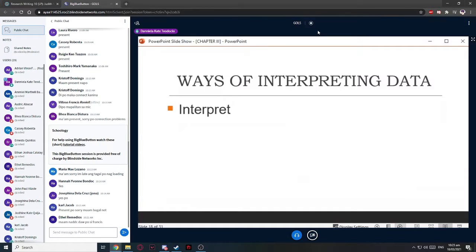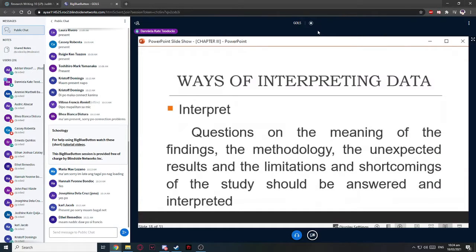Next, we should interpret. Questions on the meaning of the findings, the methodology, the unexpected results, and the limitations and shortcomings of the study should be answered and interpreted. Well, first of all, as a researcher, we started with a problem, right? Our thesis started with a problem, and those problems should be answered by the end of our study, and we should interpret it properly for our readers to fully understand what our study is all about.